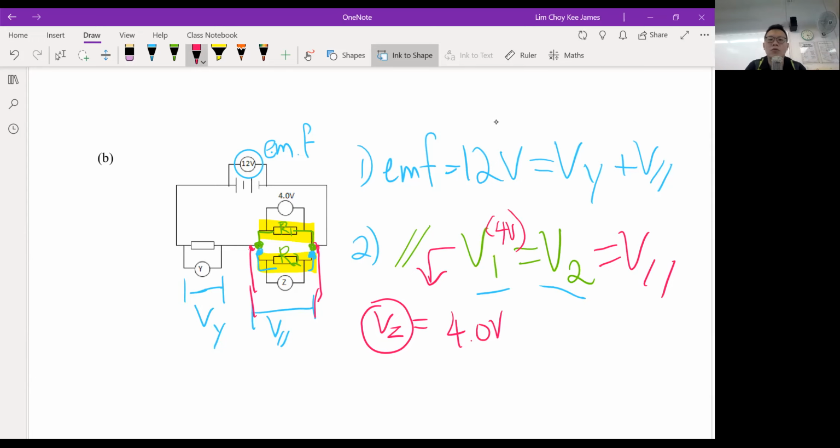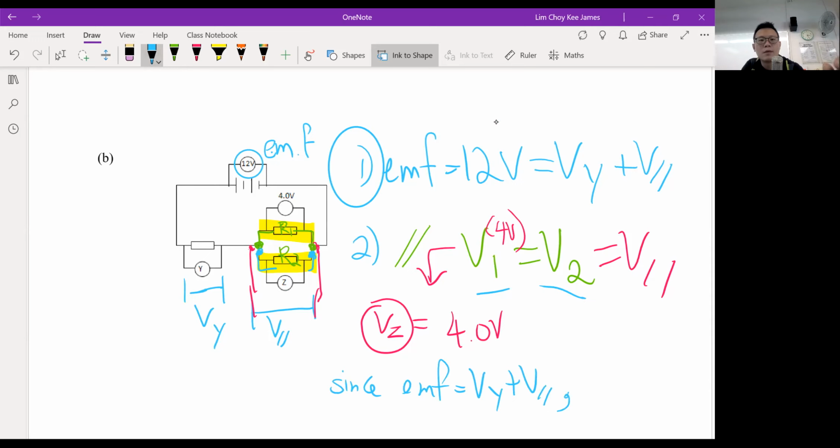Since Vz is 4 volts, if you look at the circuit with this first equation, you will find that EMF is Vy plus V parallel. You have found that your Vz is 4 volts, which is also your V2, which is also your potential difference across the parallel branch. So you will know that this particular value is 4 volts.